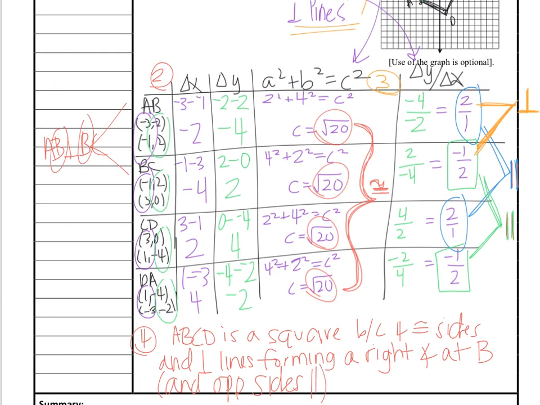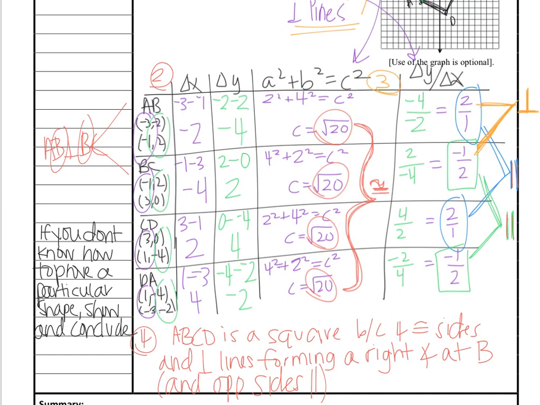If you don't know why the shape is what it is, then you conclude everything. And maybe we should write that note off to the side. If you don't know how to prove a particular shape, show and conclude everything you can from the table.